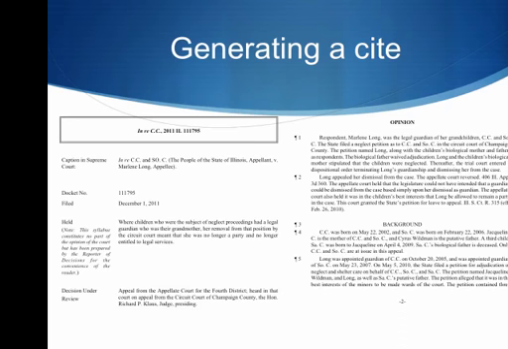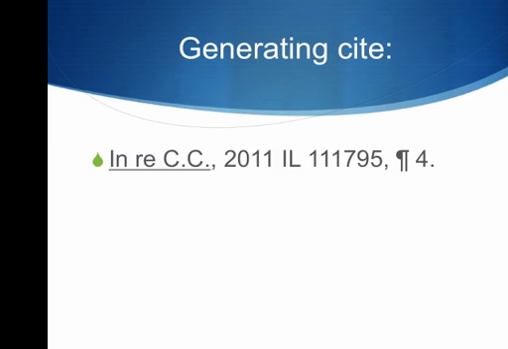We're instead concerned with those paragraph numbers that appear in the left-hand column. So imagine we wanted to cite to some of the background information given in paragraph 4 of this opinion. What would the cite look like? Well, it would be In re C.C., just as we've seen before, underlined or italicized, with a comma. We're going to put in our year of decision, 2011, our state, IL, and then the specific case identifier, 111795. I'm going to provide my pinpoint cite by putting in a comma, a space, the paragraph symbol, a space, and the number 4, ending with a period.